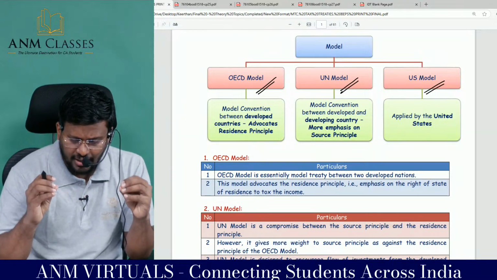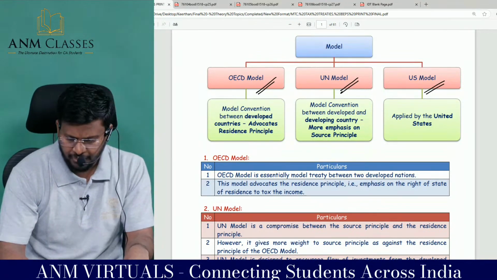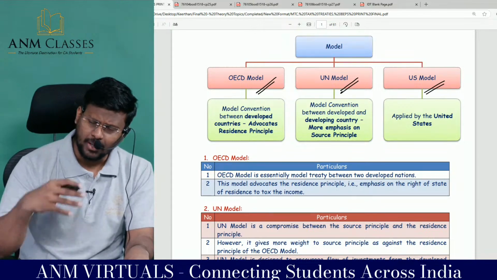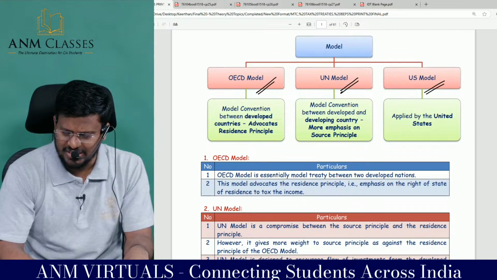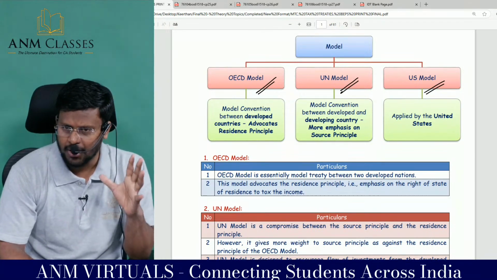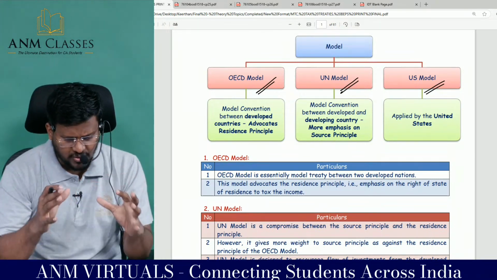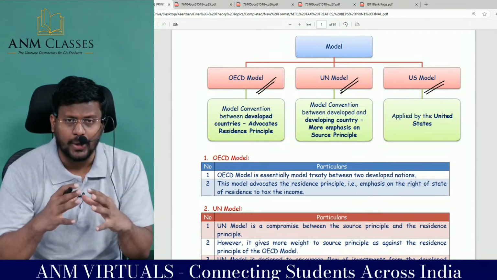Whereas UN model convention is a convention between one developed country and a developing country. That means India will enter into a UN model convention. And US model, if you want to enter a DTA with the US, then the US model will be applicable. This is one difference between the OECD model and the UN model.